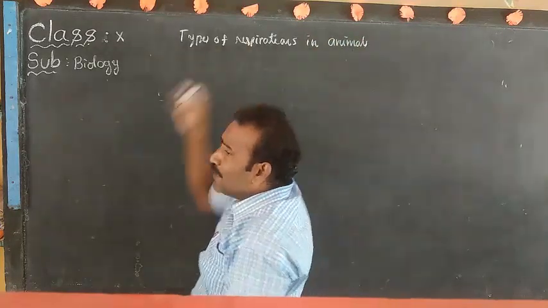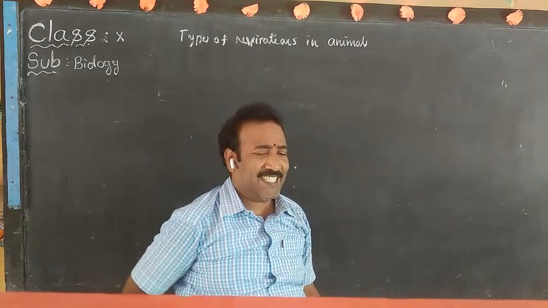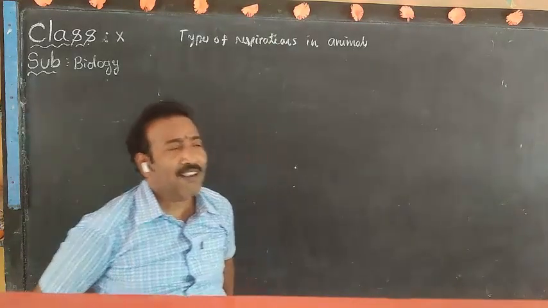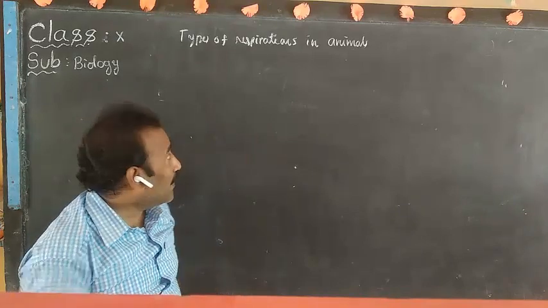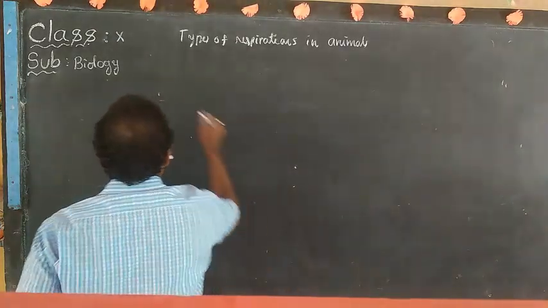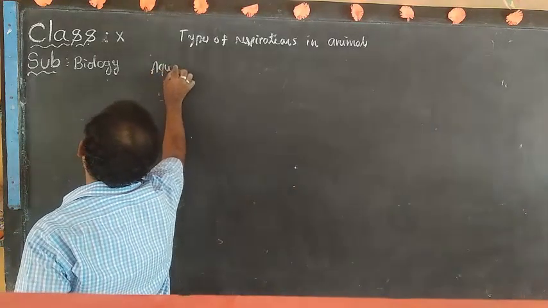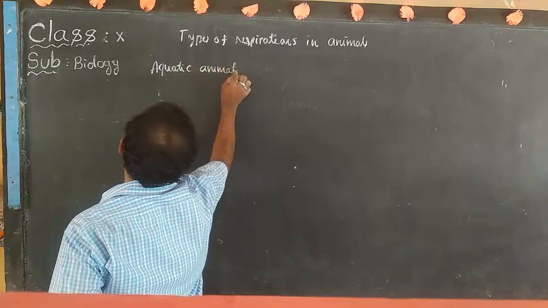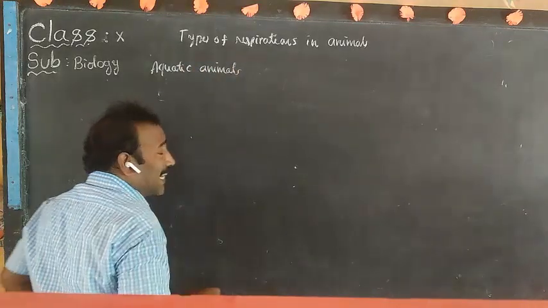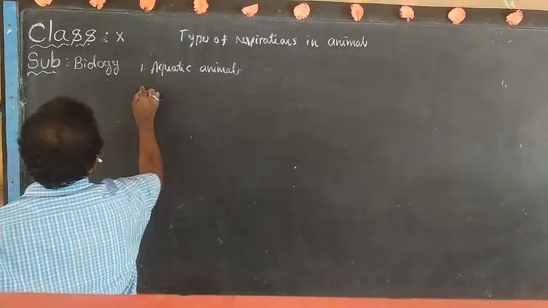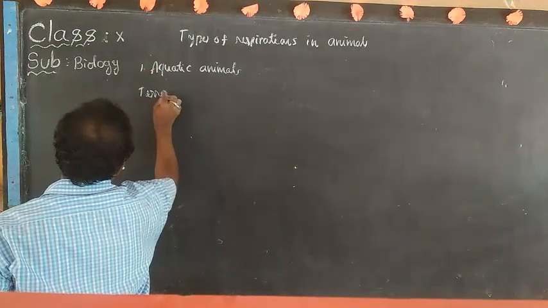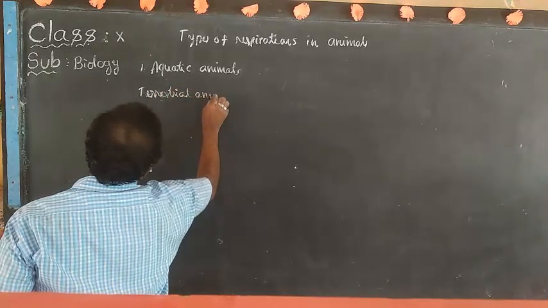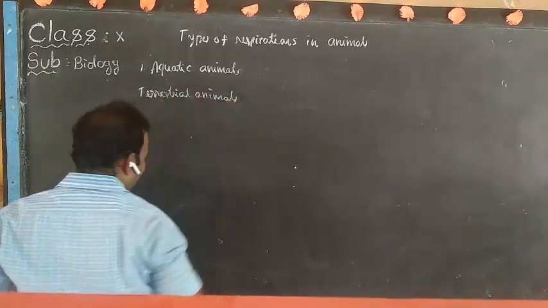Animals are living in different habitats. Some animals are living in water. Some animals are living on land. Animals which are living in water are called aquatic animals. But some animals are living on land. They are called terrestrial animals.